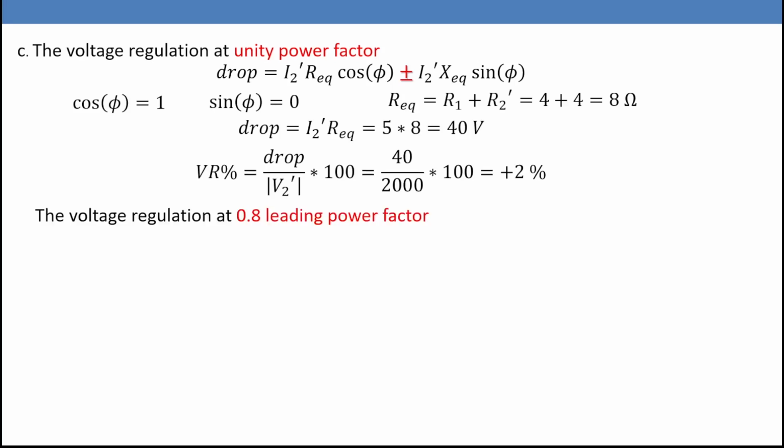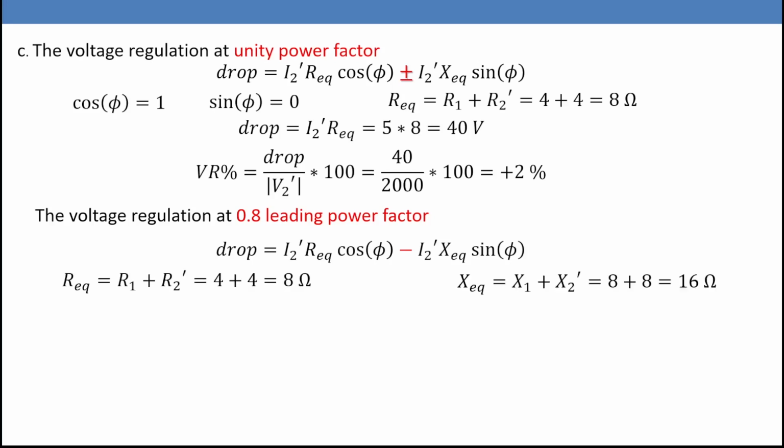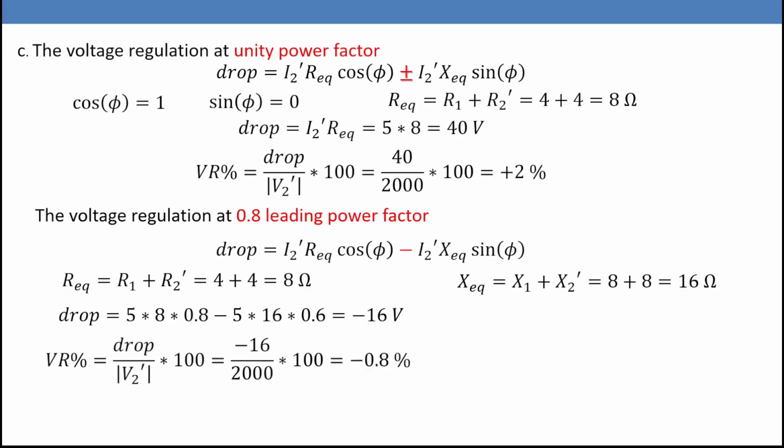Regarding the 0.8 leading power factor, we use the same equation, where the drop equals I2 dash R equivalent cosine phi minus I2 dash X equivalent sine phi. R equivalent is 8, X equivalent is 16, so substituting in the equation, the drop equals minus 16 volt. And the voltage regulation in this case will be negative. So that will be minus 16 over 2000 multiplied by 100, which is minus 0.8%.